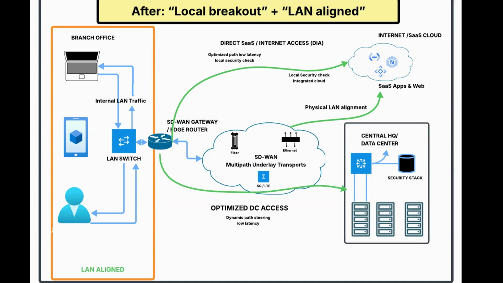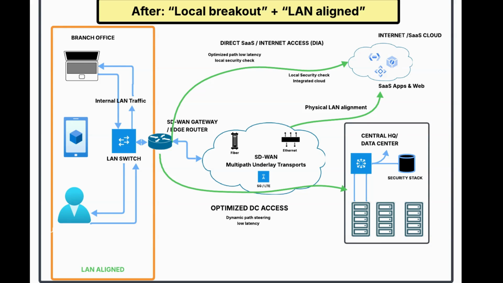Physical LAN alignment means the switching infrastructure classifies traffic correctly before it reaches the SD-WAN edge. Uplinks are sized for the traffic, policy segmentation exists at the LAN layer, not just the WAN boundary, right? Without that alignment, you deploy the architecture on the right, but get the performance of the architecture on the left. The overlay is modern, the underlay is a bottleneck.